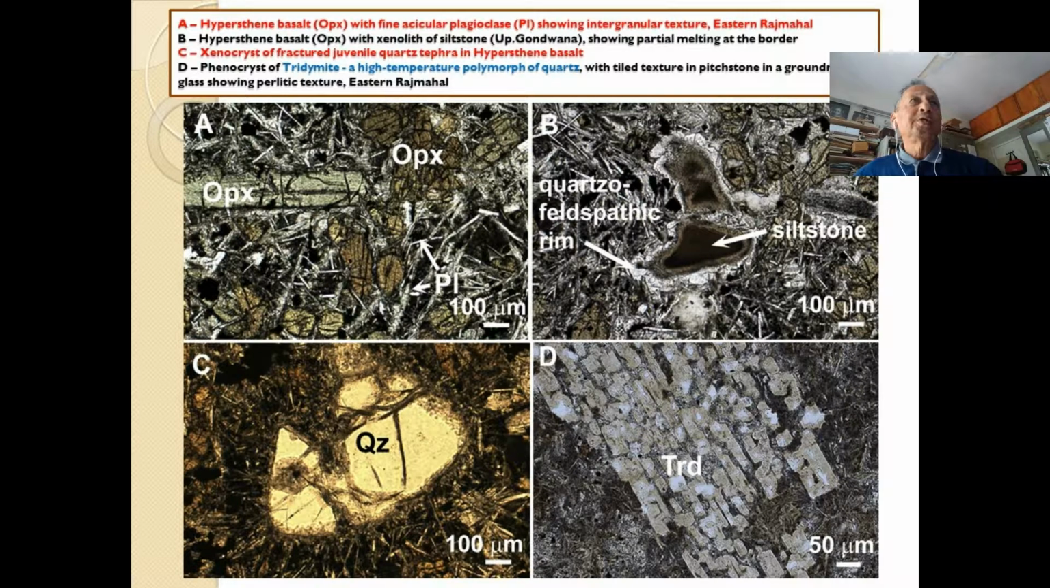And the fourth is again one of the finest slides ever to be captured from the Rajmahal. It is a phenocryst of tridymite, a high temperature polymorph of quartz, indicating that magma must have attained a very high temperature exceeding 1000 degrees centigrade. And the tridymite showing tile structure.